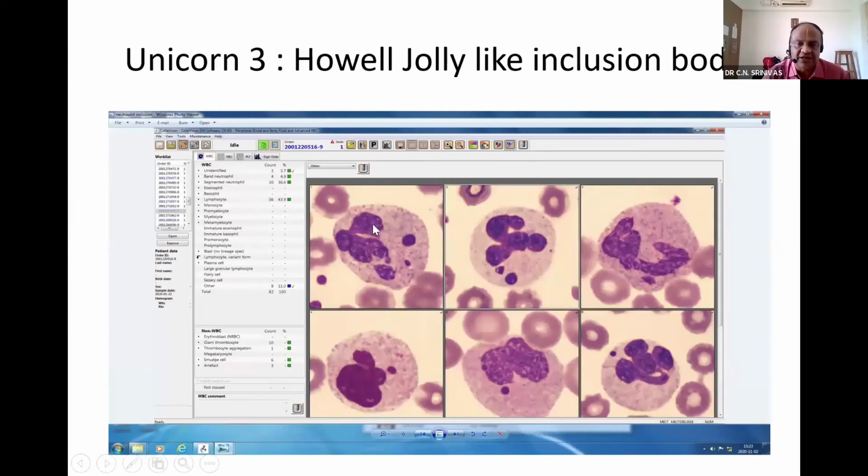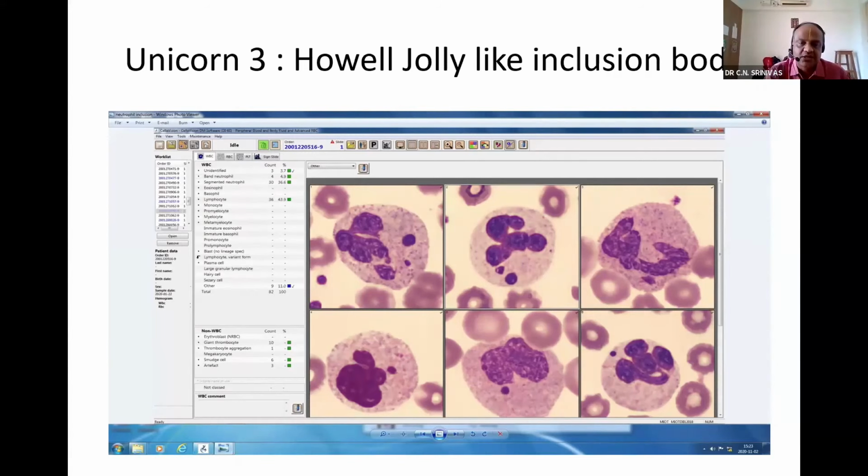We also saw Howell-Jolly-like inclusion bodies in COVID patients, where we had small Howell-Jolly-like inclusion bodies, which is one of the indications that the patient may be on a high dose of antiviral drugs or antifungal drugs. And this was one of the cases indicating cytotoxicity to the bone marrow also.